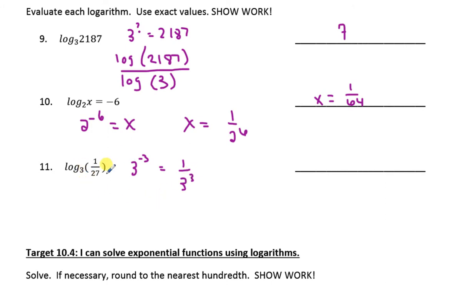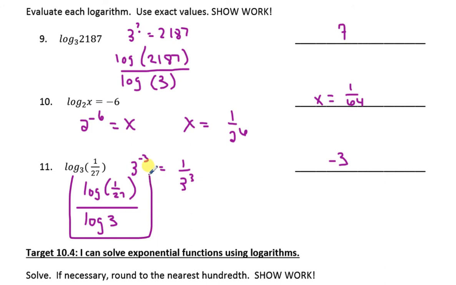And so 3 to what power equals 1 over 27? Well, 3 to the third power is 27. So this is going to equal negative 3. Now, the other way to solve this is the change of base again: log of 1 over 27 divided by log of 3. But you might be able to just figure that out without doing logs, if you notice that 1 over 27 is 3 to the negative 3 power.